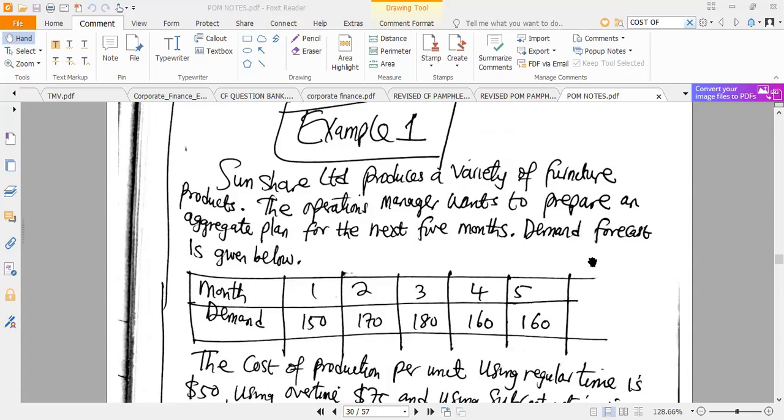All right, so we're going to look at example one, where it says Sunshare Limited produces a variety of furniture products. So this one deals in furniture production. The operations manager wants to prepare an aggregate plan for the next 5 months, those months given in the table. The demand forecast is given below. So we have month one through to month five. Month one is 150, month two is 170, month three is 180, month four is 160, month five is 160.